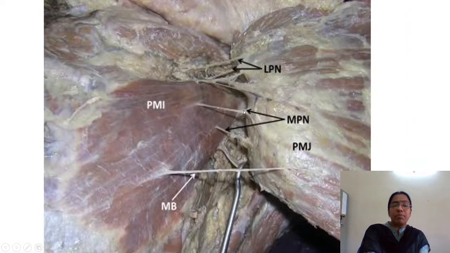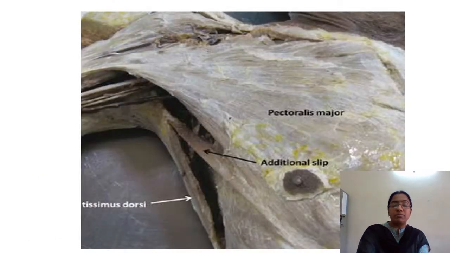When you see the nerve supply of the pectoralis major muscle, this is the major and this is the minor muscle. To see the nerve supply, you have to flip, meaning you have to cut the pectoralis major. The pectoralis major is supplied by the lateral pectoral nerve and the medial pectoral nerve. You can see the medial pectoral nerve piercing the pectoralis minor and then supplying the pectoralis major muscle. This is the nerve supply of the pectoralis major muscle.